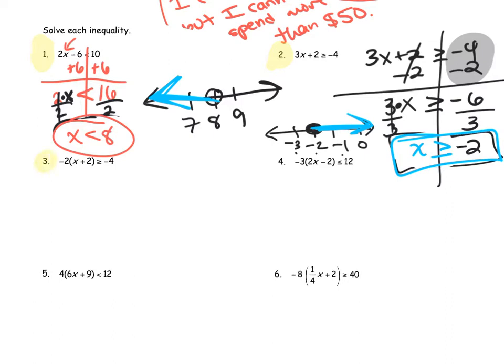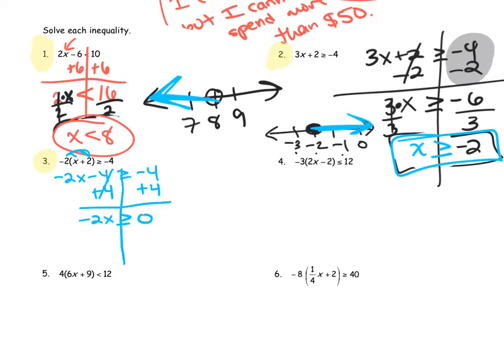So for question 3, we want to start to get x by itself. So, okay, maybe I'll distribute here first. So I have negative 2x. Negative 2 times positive 2 is negative 4, which is greater than or equal to negative 4. Okay, we're trying to get x by itself, so I'm going to draw that line down the inequality. I'm going to use the addition property of equality. Okay, and now I have negative 2x is greater than or equal to 0.